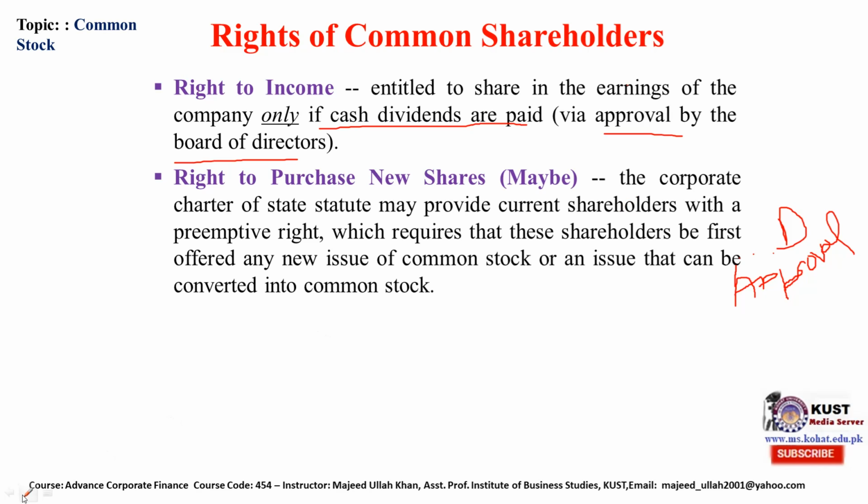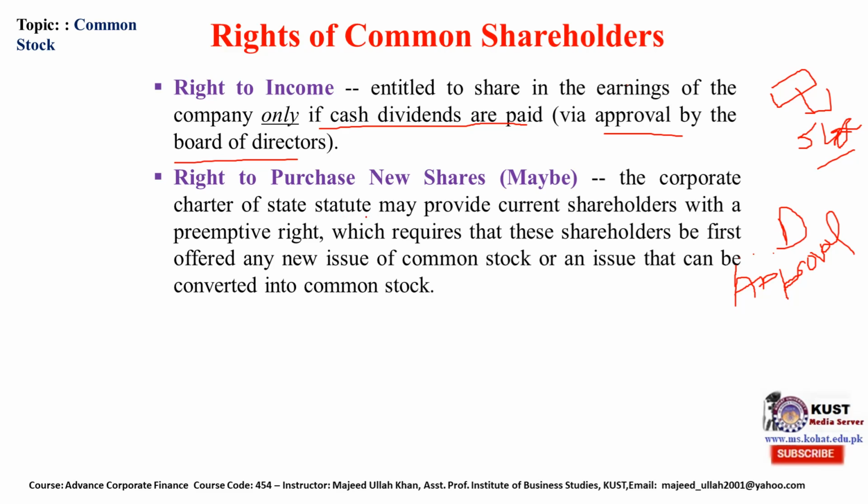So it is the right of the existing shareholders that they will buy the shares which are issued by the company. Let's suppose the company is going to issue 5 lakh new shares. Then in this case the company will give the first offer to the existing shareholders, and it will be given on a pro rata basis to these existing shareholders.